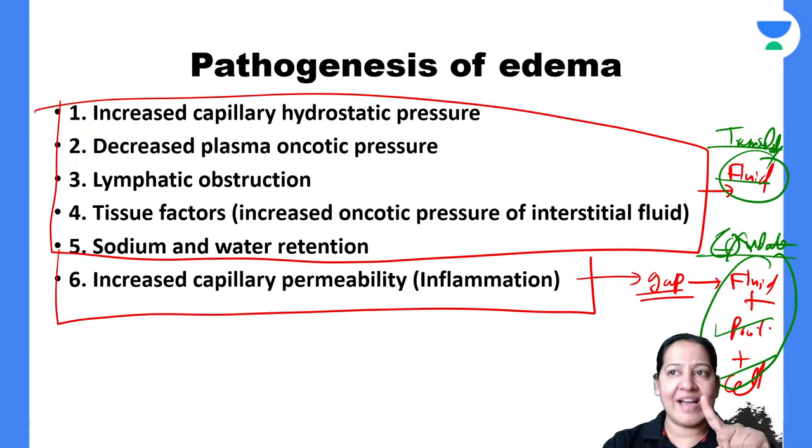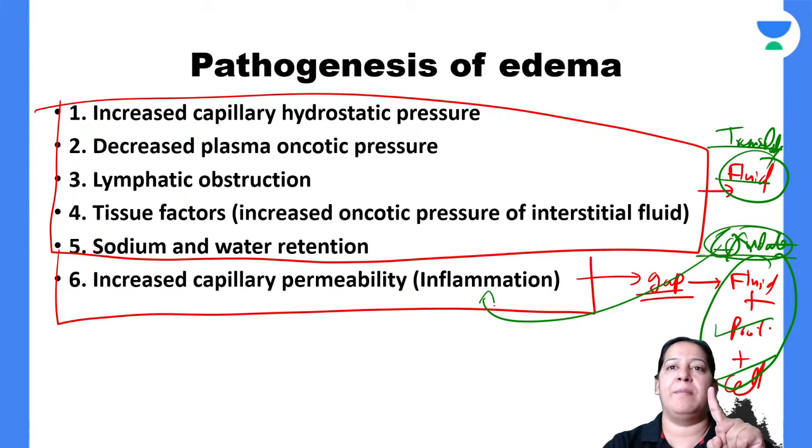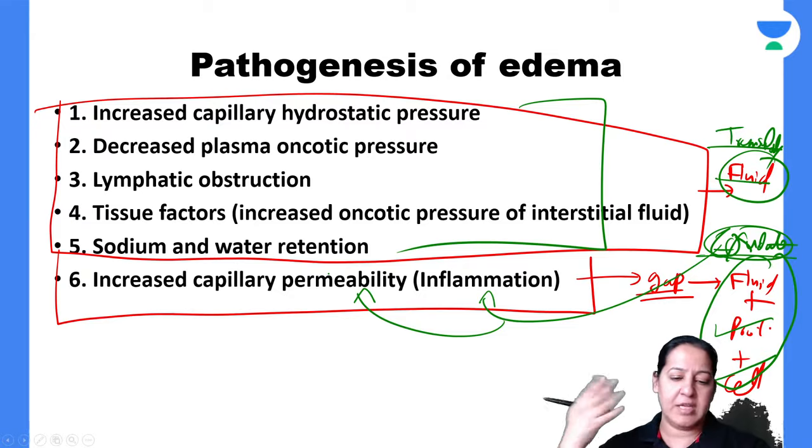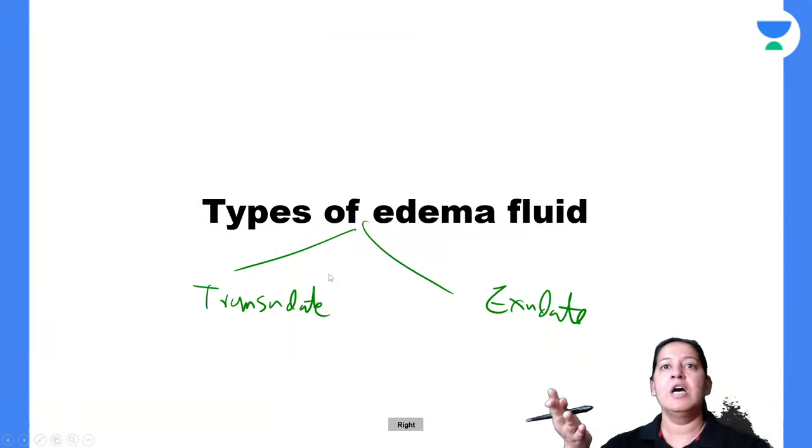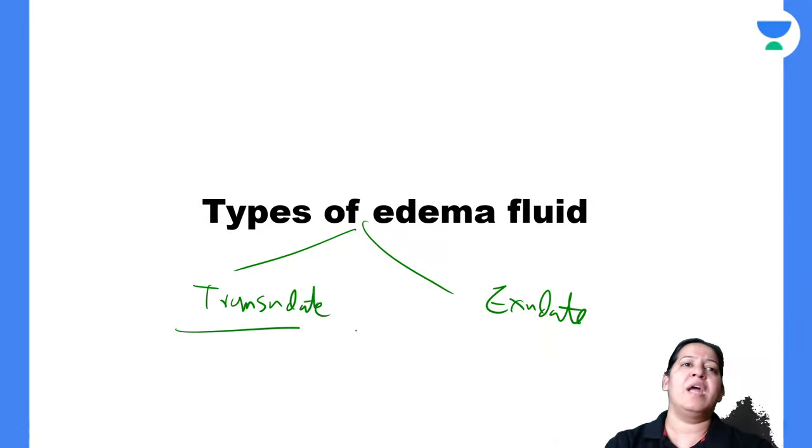So what is the cause of exudate? Exudate has only one cause, inflammation or increased vascular permeability. And transudate has many causes. Everyone give me a thumbs up. Very fast. So what are the two types of edema? It is transudate and exudate.